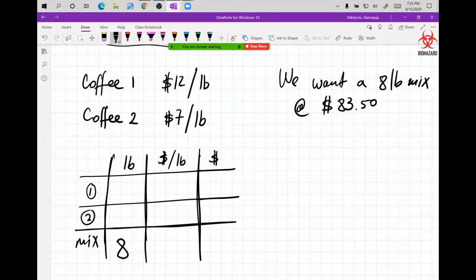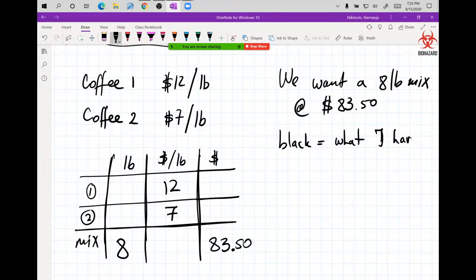So now let me put all of the stuff that I know. I know I want 8 pounds of mix. I know that one coffee is $12 and the other one is $7. And I know that I want my mix to cost $83.50. So this is what I have. So I'm going to say black equals what I have.